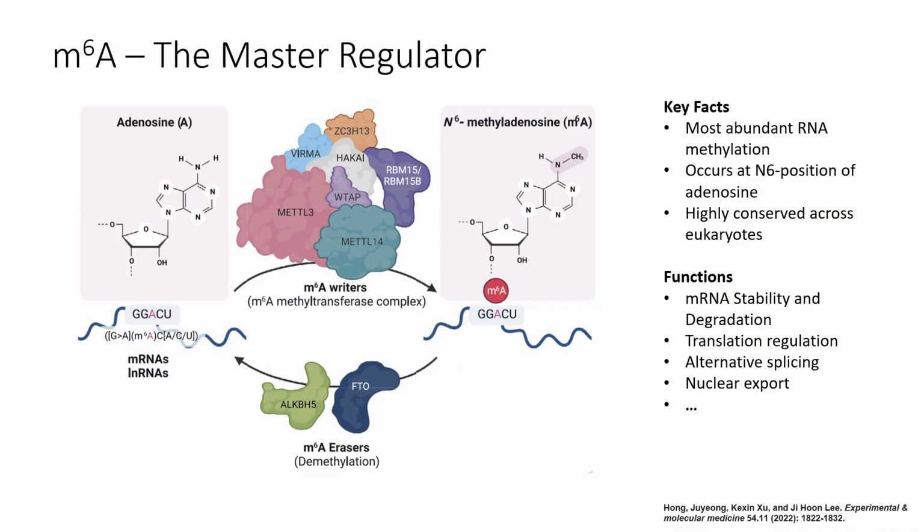Let's now focus on N6-methyladenosine, or M6A, the most common internal RNA modification in eukaryotic cells. It involves adding a methyl group to adenosine's 6th nitrogen. The M6A methyltransferase complex, or writers, installs M6A typically at GGACU motifs. Eraser proteins can remove it, enabling dynamic control. Reader proteins bind M6A, influencing RNA stability, translation, and splicing. Overall, M6A acts as a post-transcriptional switch, tuning transcript fate based on environmental and developmental cues.